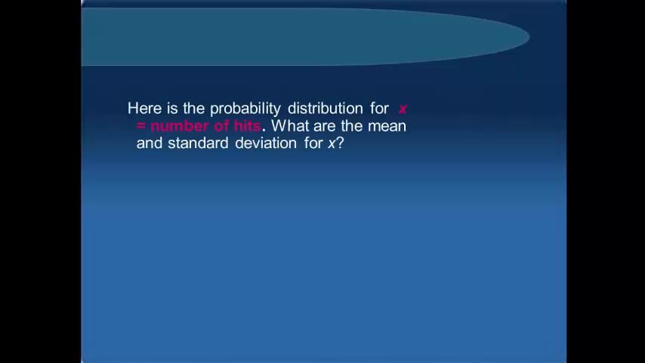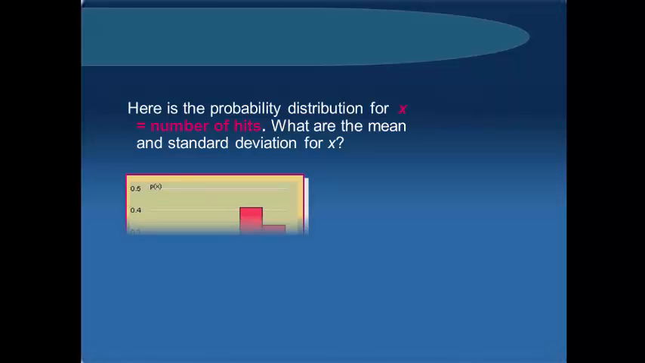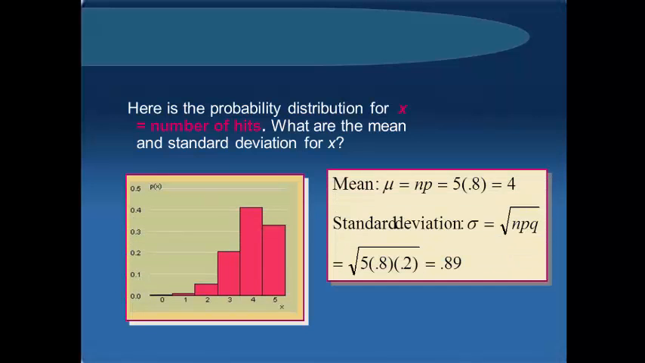Here is the probability distribution for x, which is equal to the number of hits. What are the mean and standard deviation for x? Population mean is equal to 4. Population standard deviation is equal to 0.89.